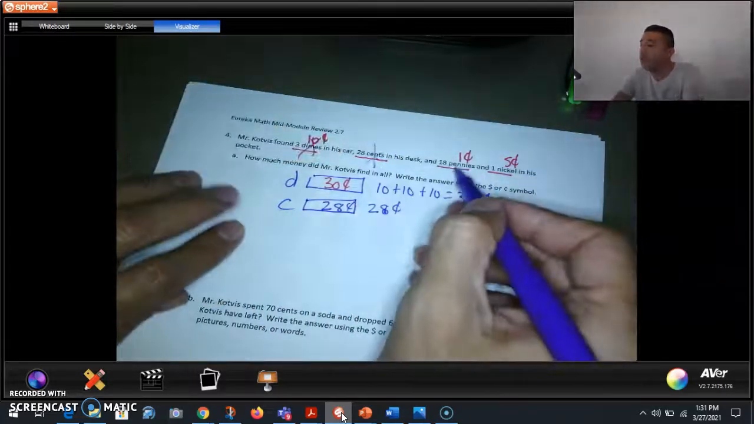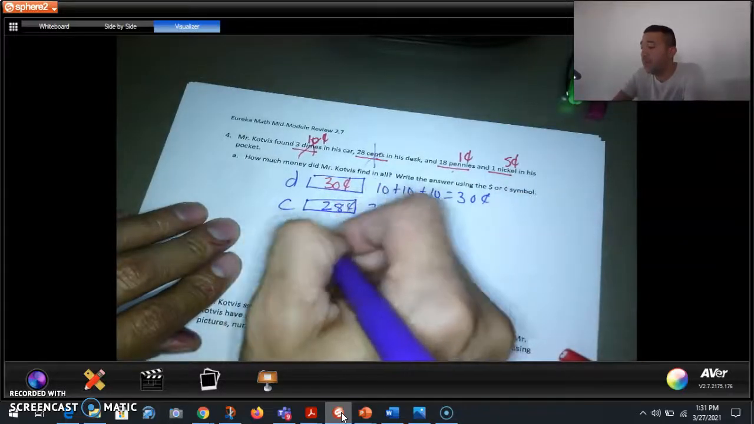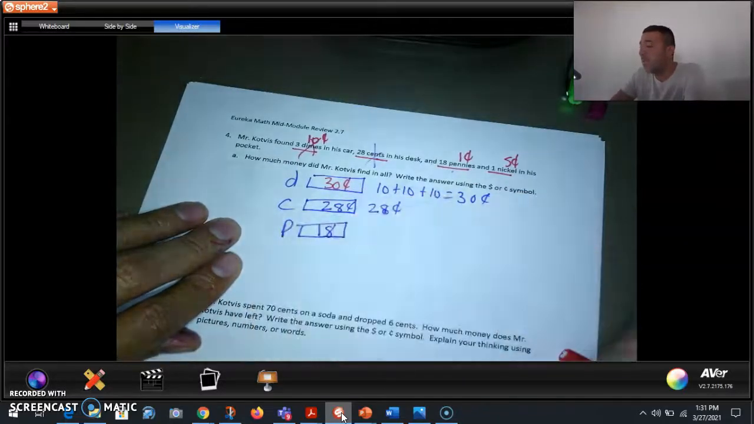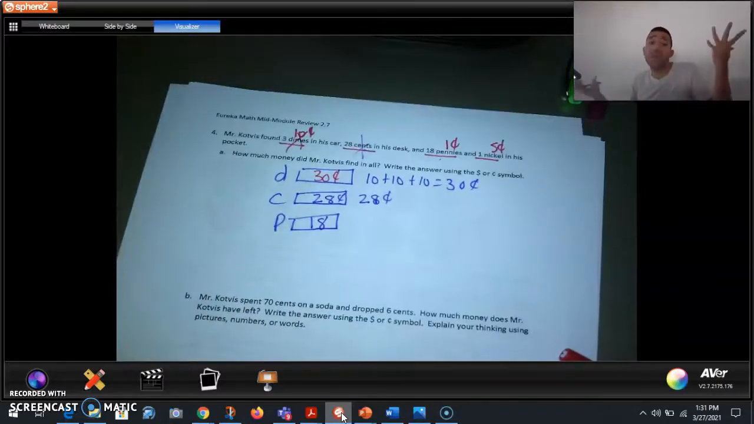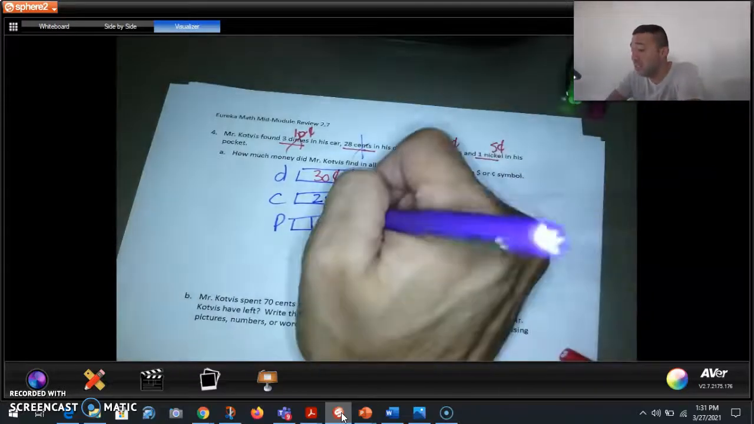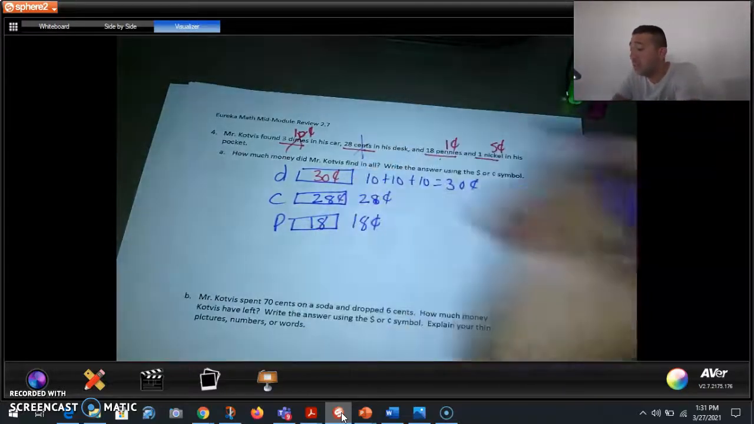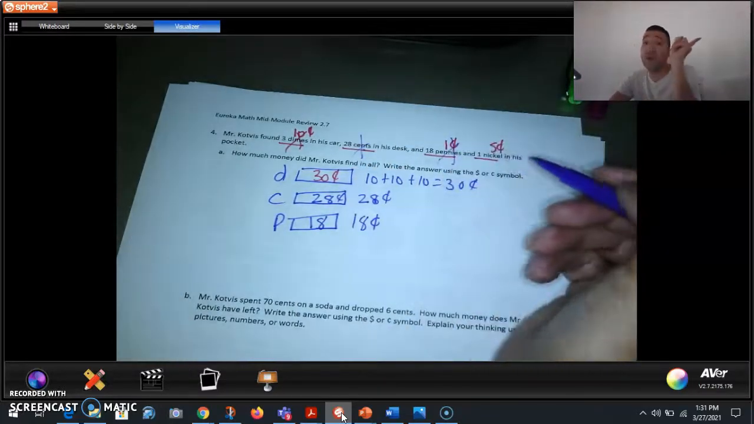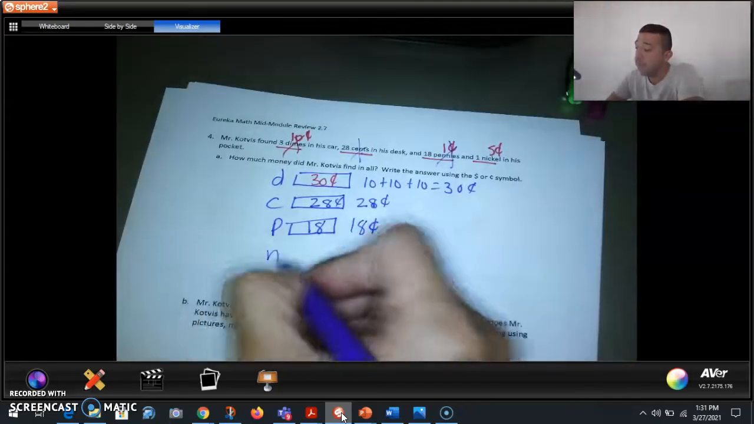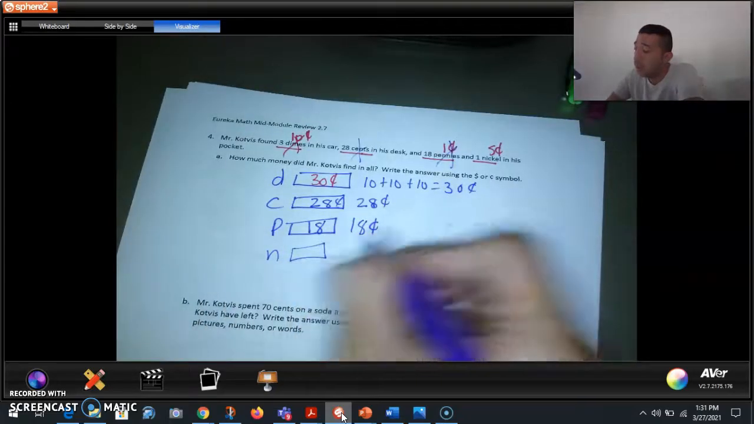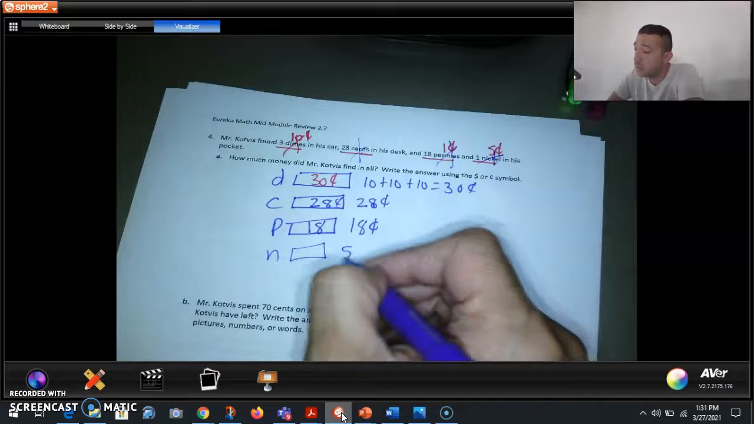Now, he also found 18 pennies. So P for pennies. I'm going to be putting 18. I'm not going to be putting 1 plus 1 plus 1 because we know that 18 pennies is just 18 cents, right? Simple, easy. And we know that he also found 1 nickel in his pocket. And 1 nickel is worth 5 cents, right?